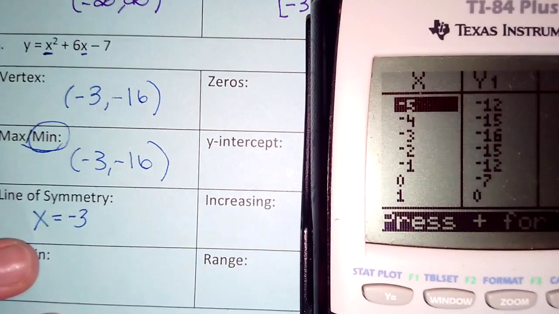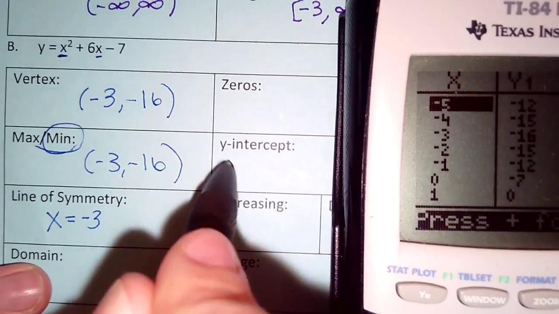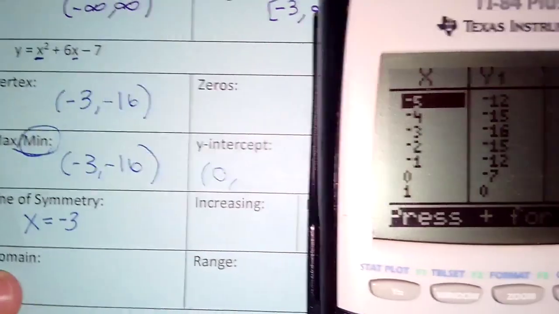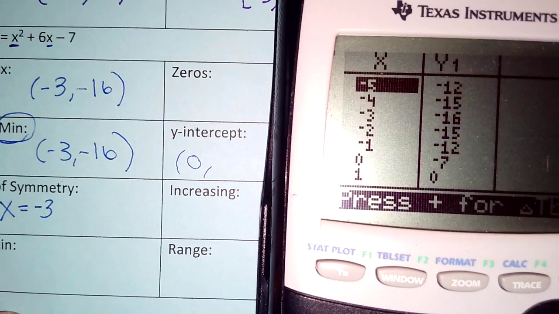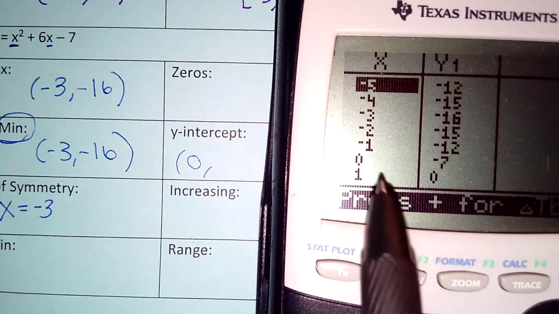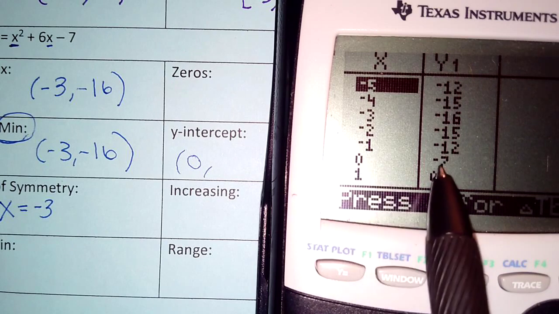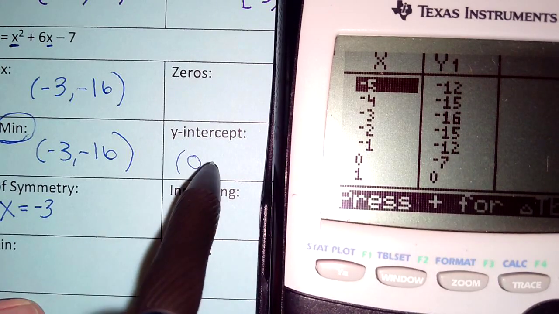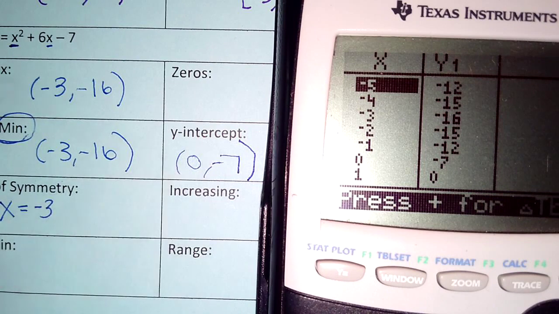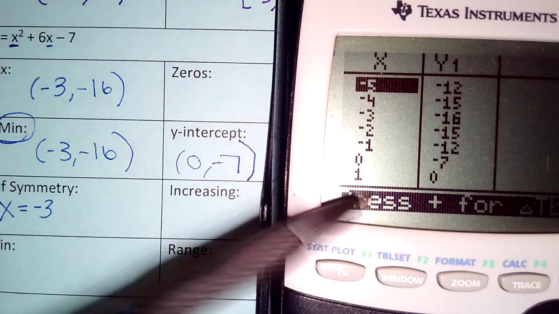Y-intercept, let's see if we can find it here. It's going to be 0, comma something. We'll look at x = 0. 0, -7. Right there, 0, -7. Now, zeros, let's see if our table gives us those.